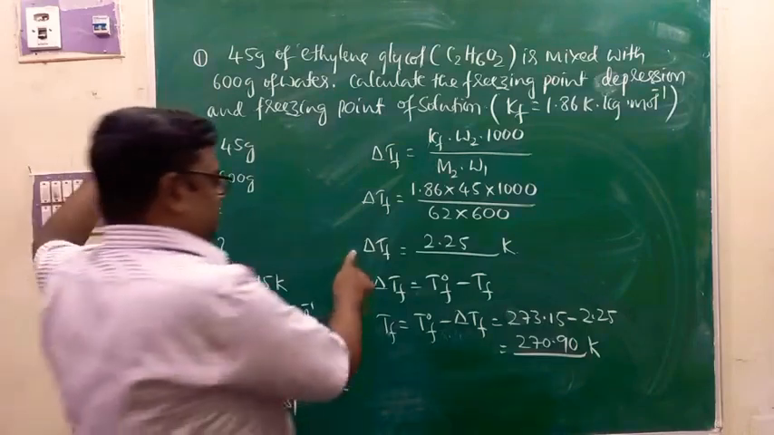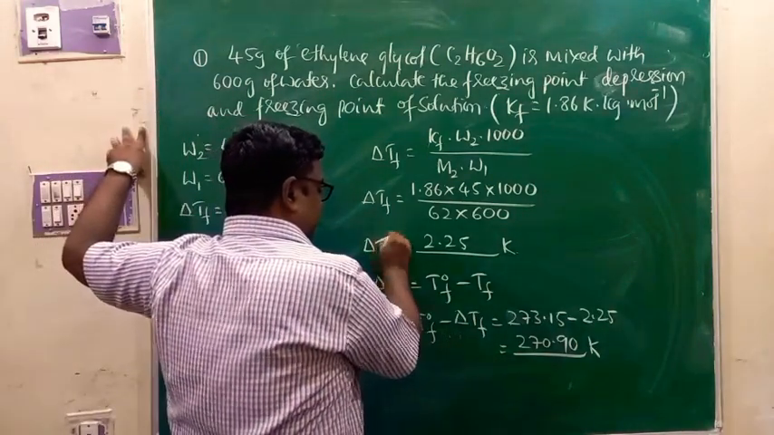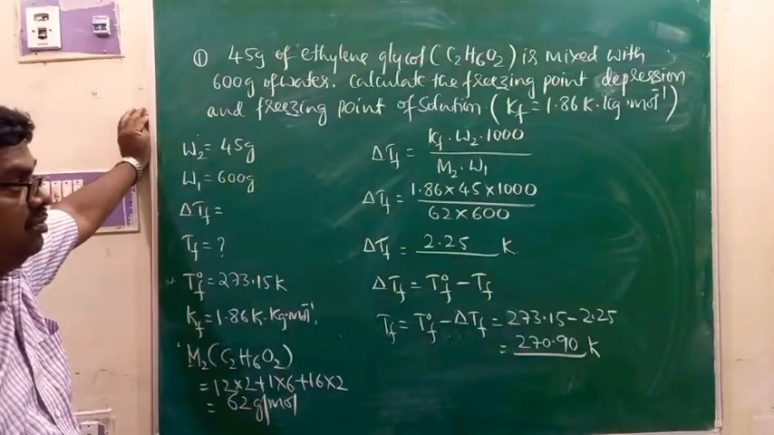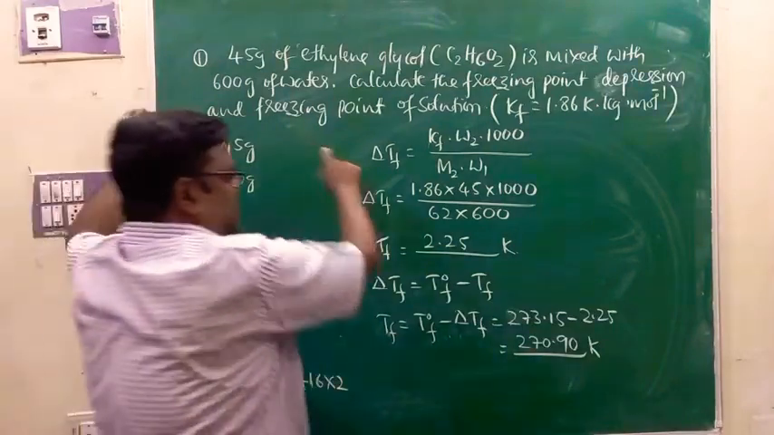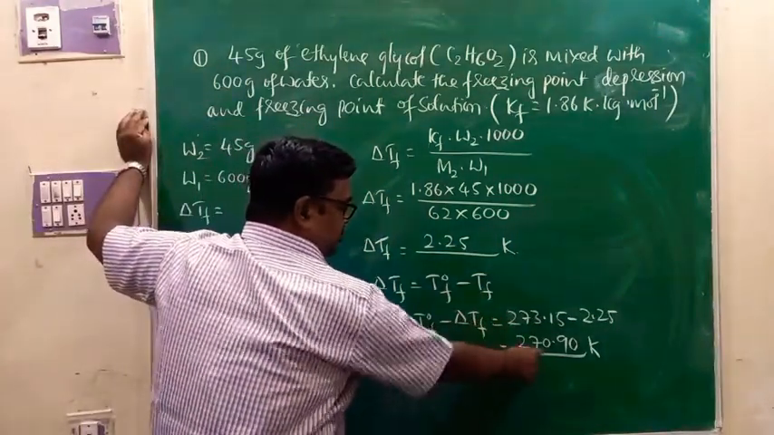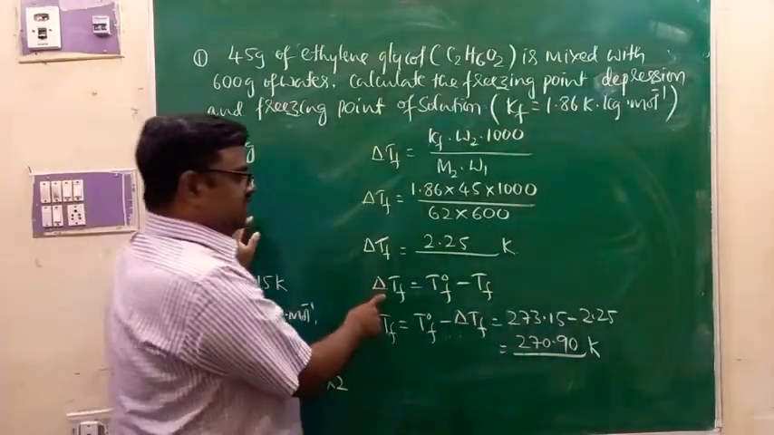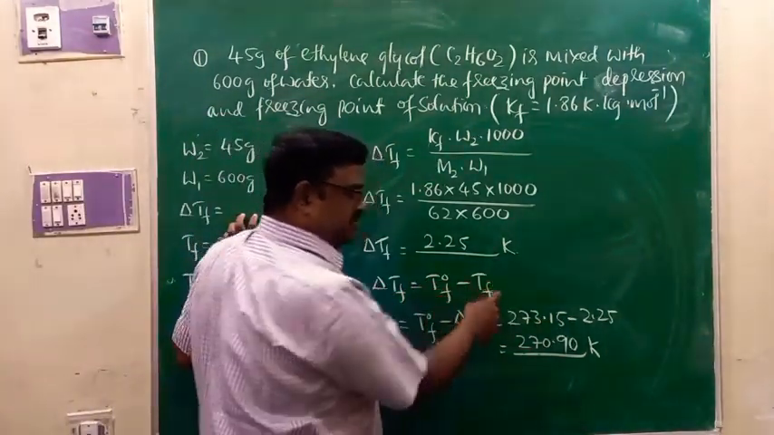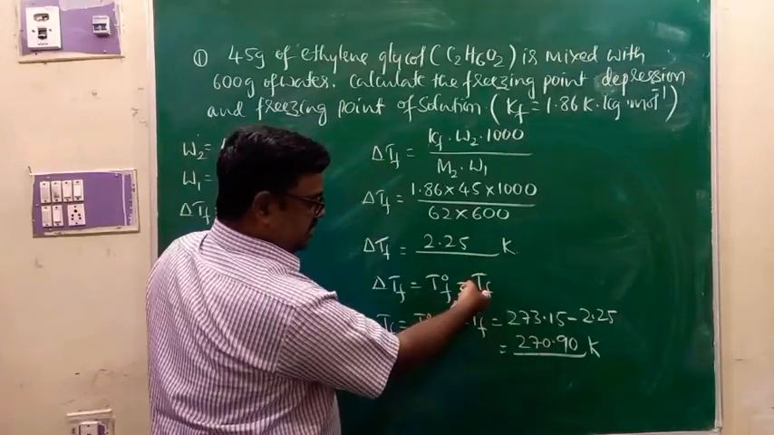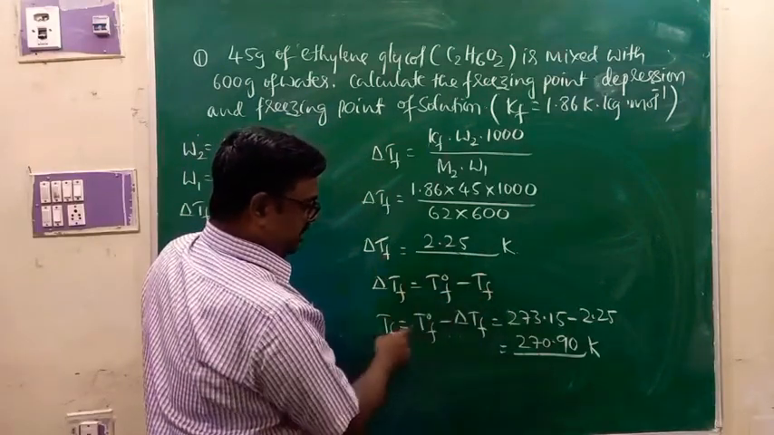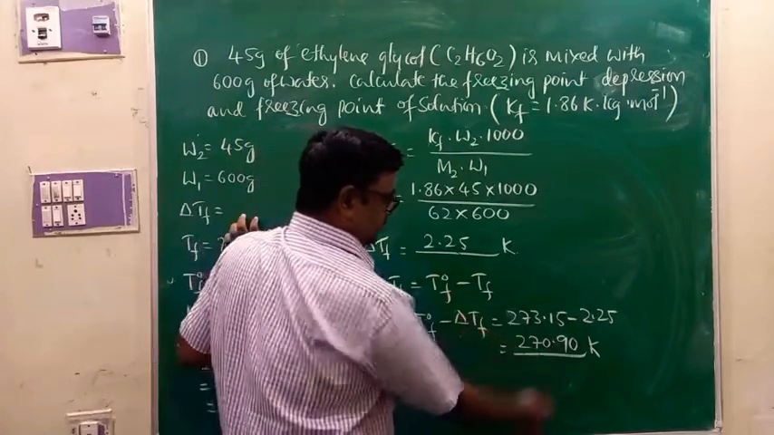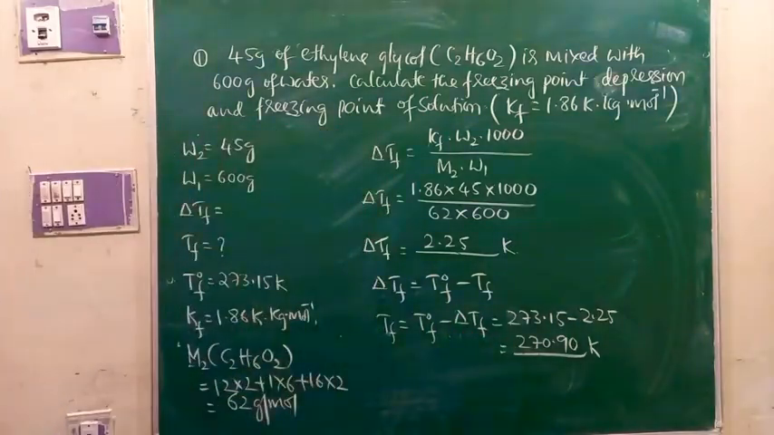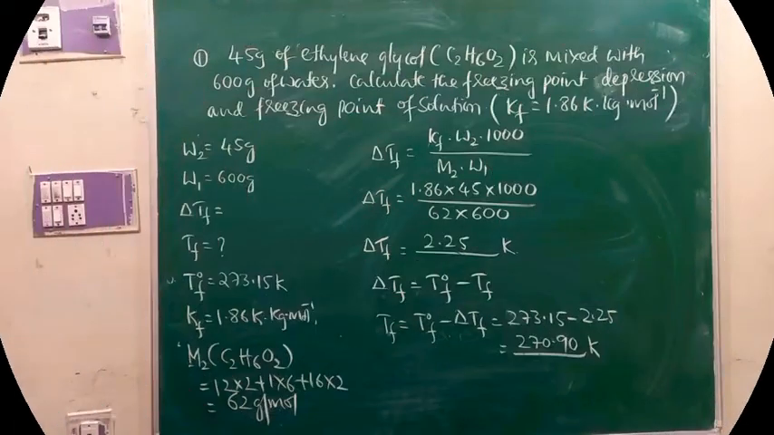Depression in freezing point is delta TF, 2.25. Freezing point of solution is 270.9. Depression in freezing point is equal to freezing point of water or pure solvent minus freezing point of solution. If freezing point of solution is required, then it is T naught F minus delta TF. It is 270.90 kelvins. Note it down. Yes, we'll go to the second problem under depression in freezing point. Note it down.